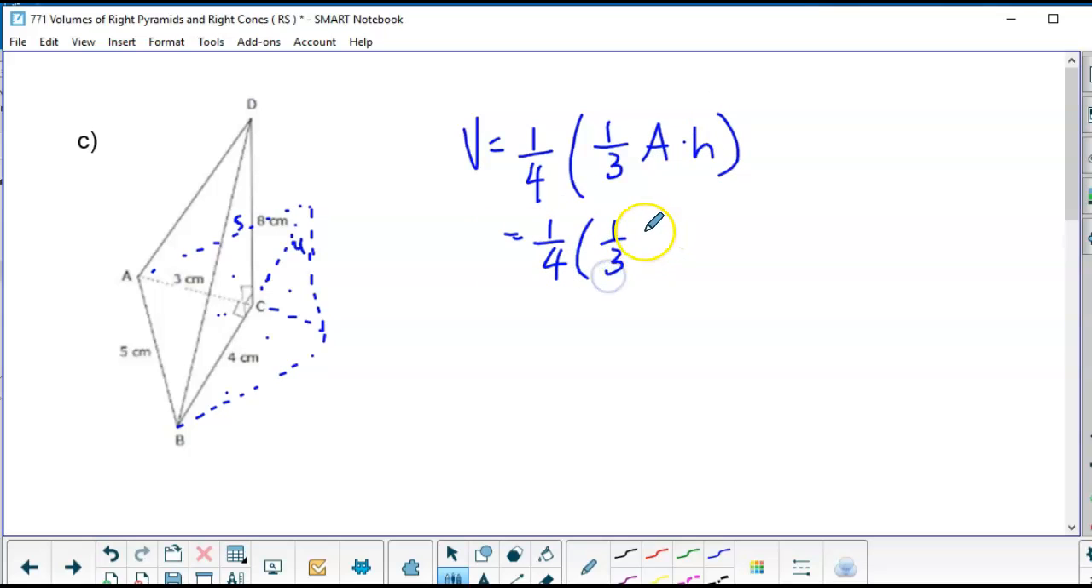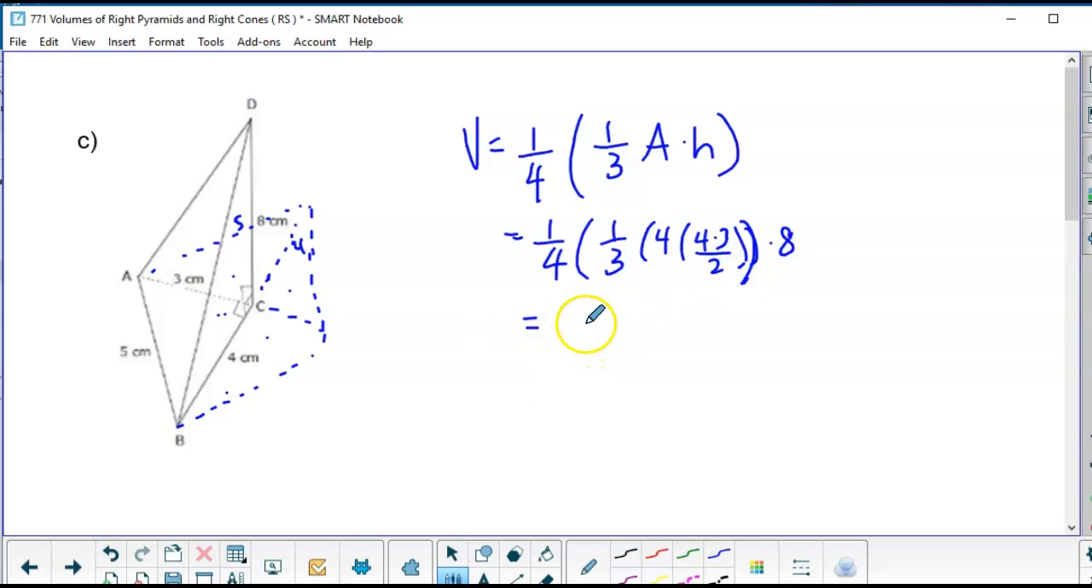So what's the area of the base? Well, that's going to be 4 triangles, where each triangle is 4 times 3 divided by 2. Okay, so close that bracket. Then multiply by the height, which is 8. Okay, so that's kind of the big bracket there.